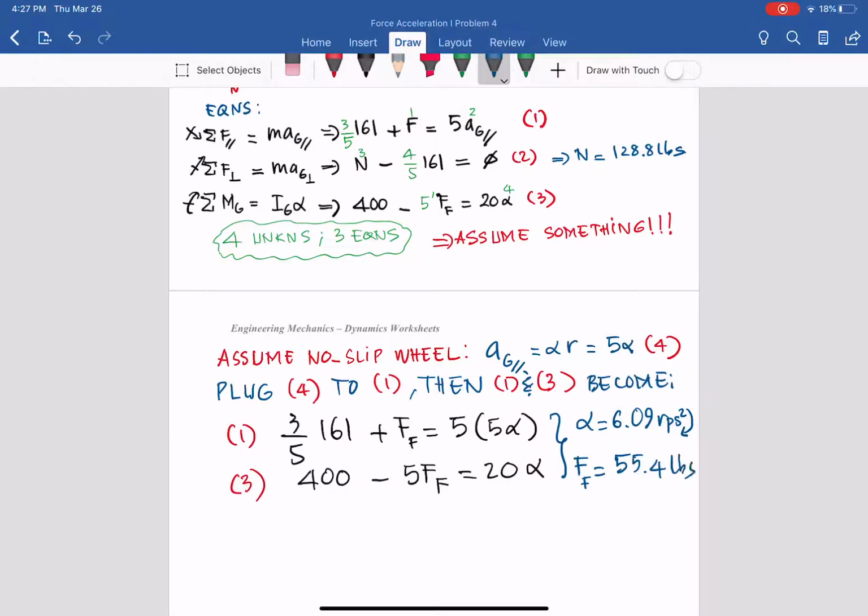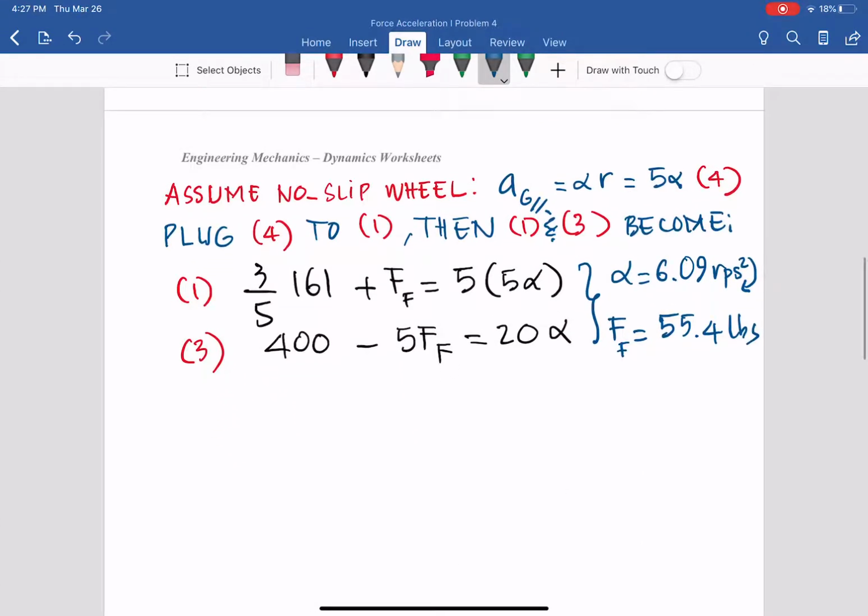55.4 pounds. So that's what you have, and because you assumed something, you have to check that assumption. So you have to check the no slip wheel assumption.